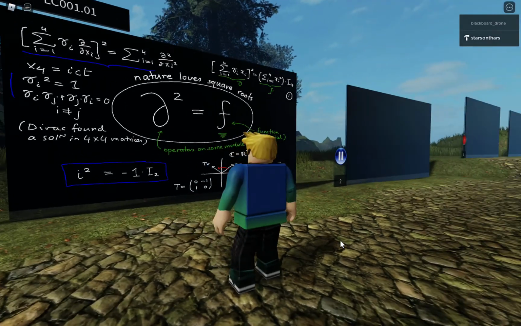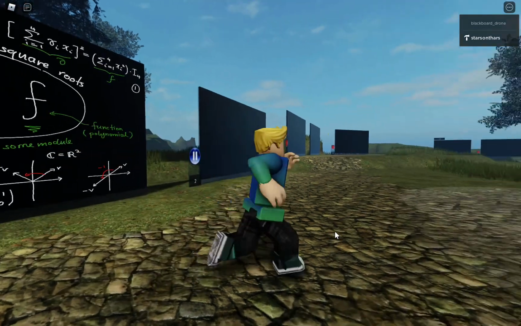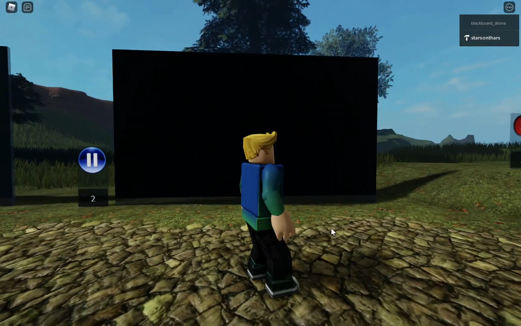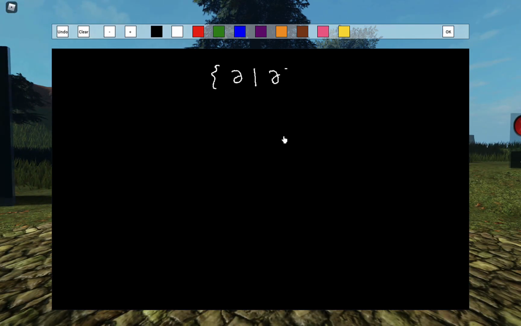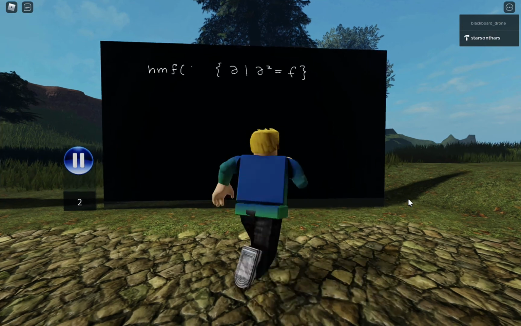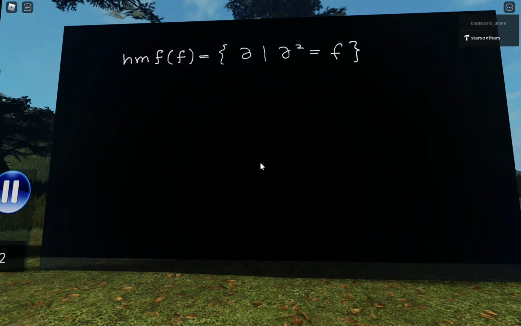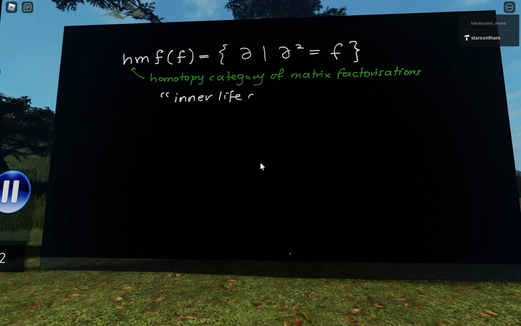So what good are these square roots of a function? Taken individually, they are perhaps not that interesting, but taken together, the collection of all square roots of a function f form a category, which is denoted HMF of f, H for homotopy. So this is called the homotopy category of matrix factorizations. And this category turns out to have a rich structure for certain classes of functions f, and reflects what you might call the inner life of the function.